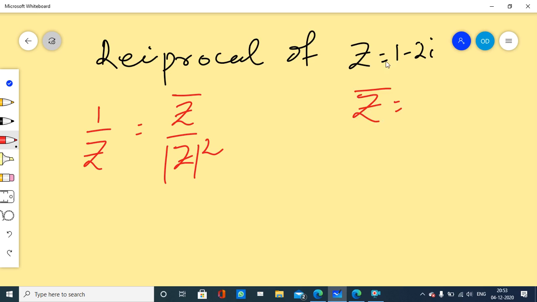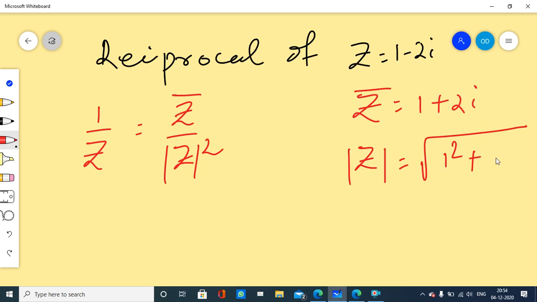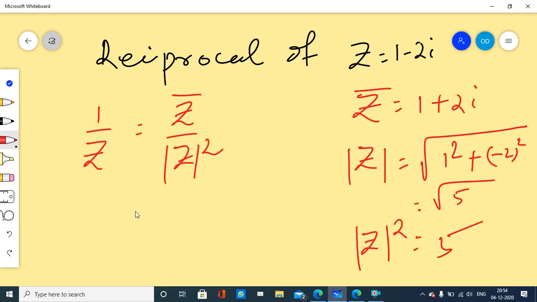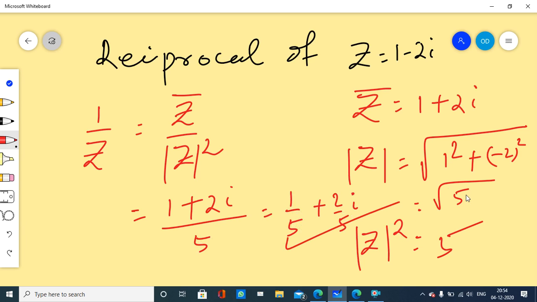What is z conjugate? If z is 1 minus 2i, the conjugate is 1 plus 2i. What is the modulus? Root over real part square, the real part is 1, plus imaginary part minus 2 square. Now what is the square of mod z? Root 5 square is 5. So directly I write the conjugate of z, which is 1 plus 2i, divided by mod z square, which is 5. So the answer is 1 by 5 plus 2 by 5 into i.